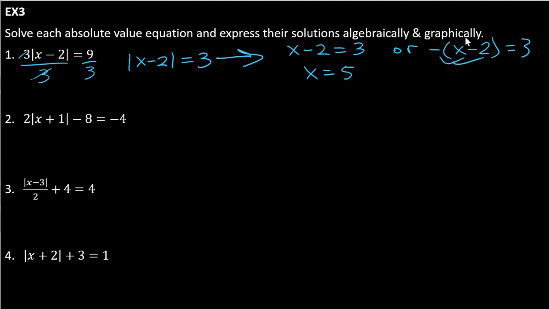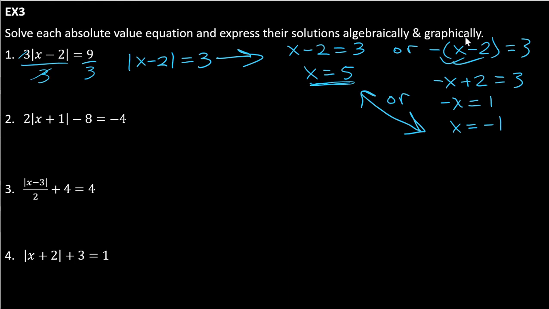Over here, distribute the minus, negative x plus 2 equals 3. Subtract 2 from both sides. Multiply by negative 1 on both sides. So x equals 5 or x equals negative 1.